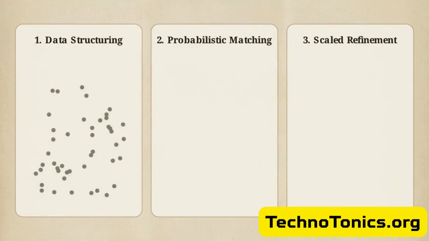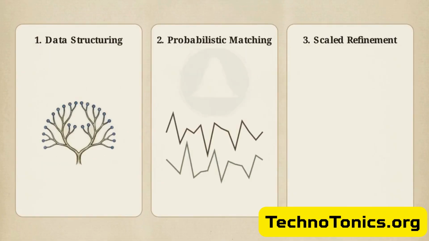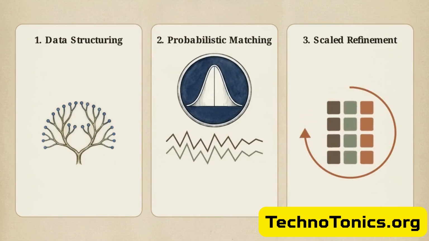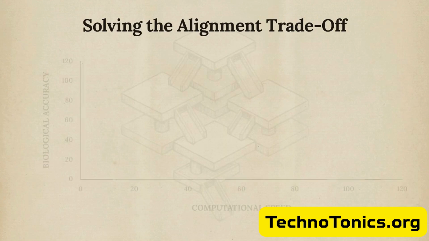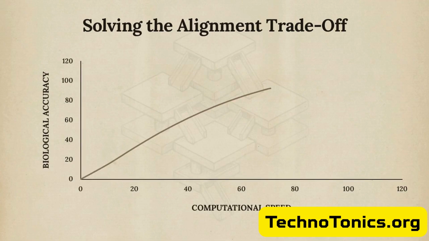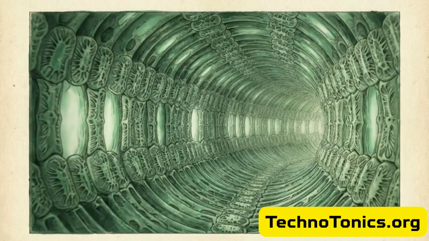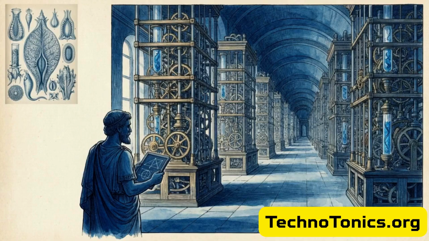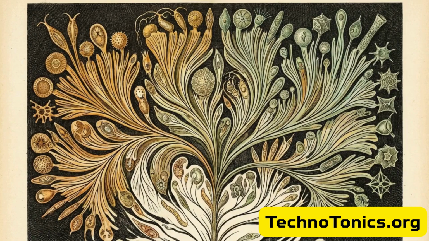Unmanageable raw data is structured by guide trees, accurately matched by probabilistic hidden Markov models, and scaled through rapid iterative refinement. This specific pipeline decisively solves the historical computational trade-off between sequence alignment speed and biological accuracy. The deployment of this tool connects directly to the broader human pursuit of mapping the tree of life. By mastering Clustal Omega's architecture, researchers have the capacity to parse the sheer scale of genetic data available today, revealing the hidden evolutionary relationships that define biology.